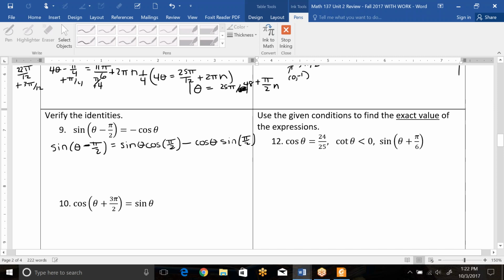So notice each one has a different sine or cosine angle. This is just working out the cosine and sine of pi over 2. Remember, pi over 2 is the point (0, 1). So the cosine is 0. That means this is just sine theta times 0, and this is negative cosine theta times 1. So 0 times anything is 0. That just makes this negative cosine theta. So there's the proof for that one.